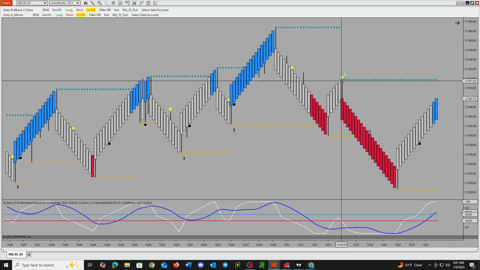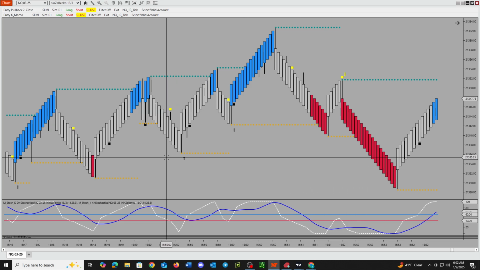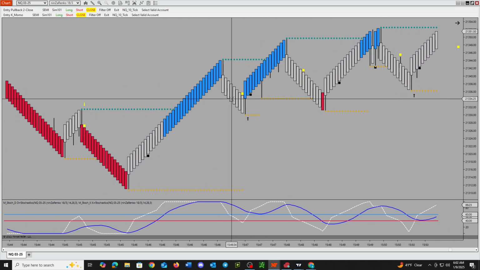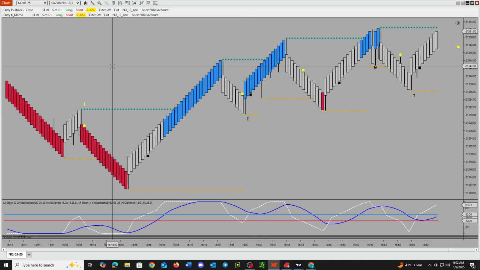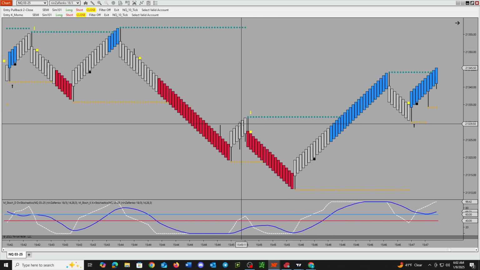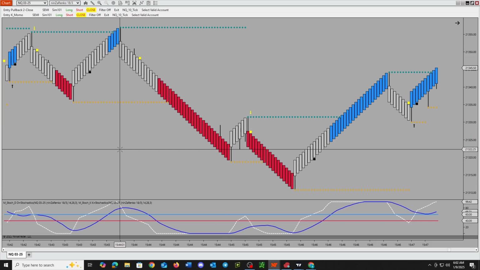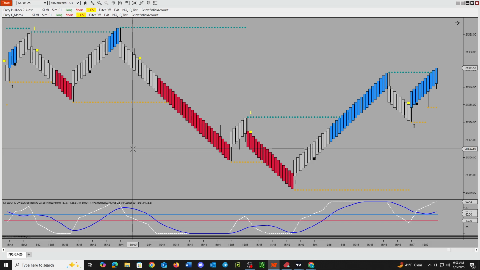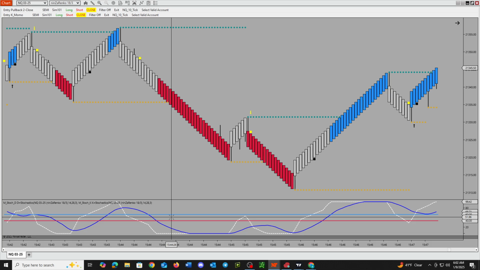Two up closes prior to two down closes, and you get the yellow arrow. And there you go. Blue: two down closes prior to the two up closes, and you're in for that. Two up closes prior to the two down closes, and you're in for that. So that's how the arrows, that's how the squares work, and that's how I'm using the stochastics indicator for this.